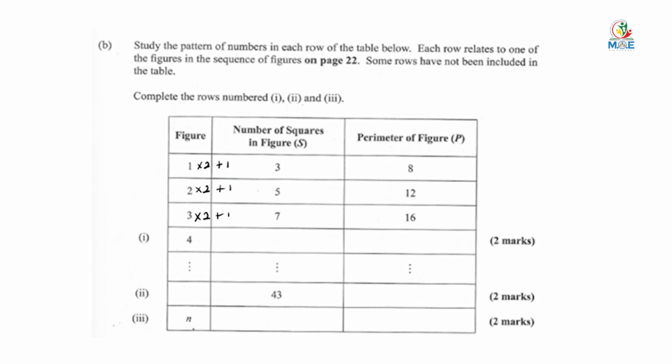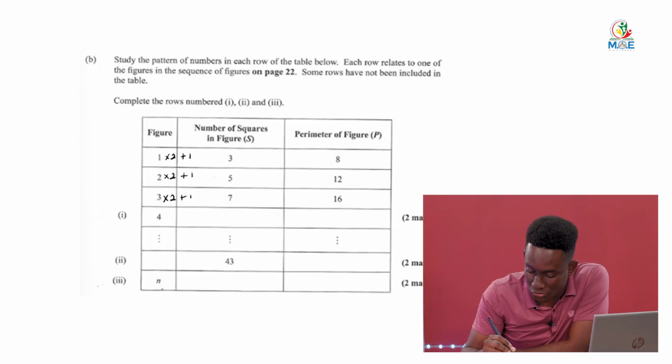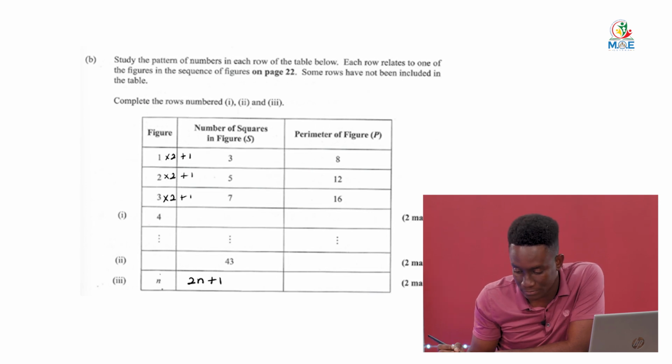So first of all, we can figure out n. If we figure out n, first of all, that would give us an easy way to finish out the table. So we can say for the number of squares for n, it's 2 times whatever is here. So this will be 2 times n, which will be 2n plus 1.